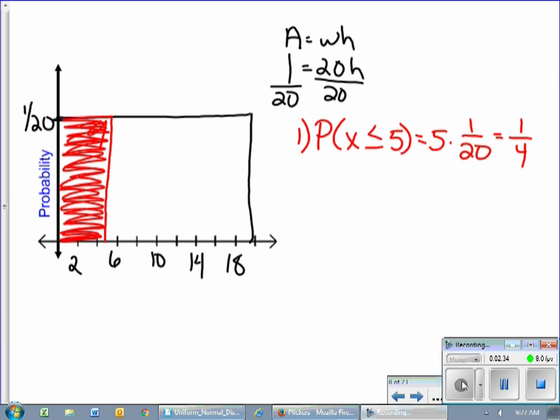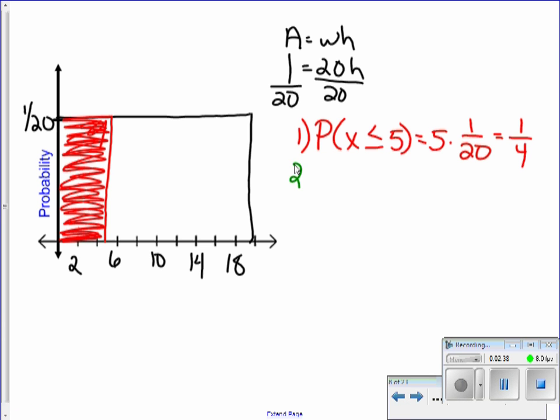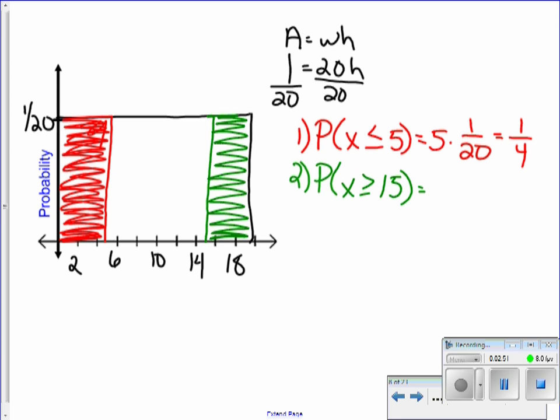So number 2 asks us about at least 15 minutes. Of course, at least means greater than or equal to 15. So I go over here to my 15 spot. Fill in that rectangle. How wide is that rectangle? 5 minutes. So at 5, I still have a height of 1/20th. So we have 1/4. Which should make sense because you're looking at 5-minute intervals. Of course, all of them are going to have the same probability because they all have the same height. So any 5-minute interval, even if you went from 8 to 13, would still have a probability of 1/4. Okay.